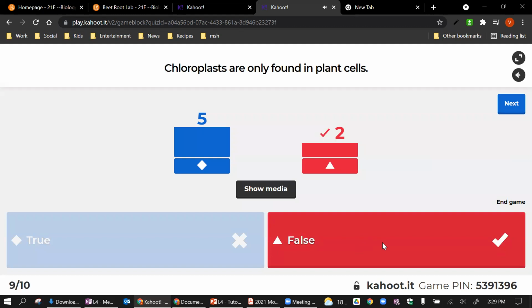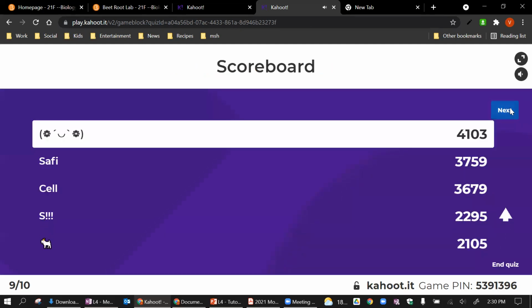Yeah, false is the correct answer. Chloroplast is not unique to plant cells. They are not in animal cells for sure. But last week I told you, you can find chloroplast in bacteria or you can find chloroplast in some of the protists, right? So definitely not unique to plant cells. But it is found in plant cells, but not animal cells. And the last one.